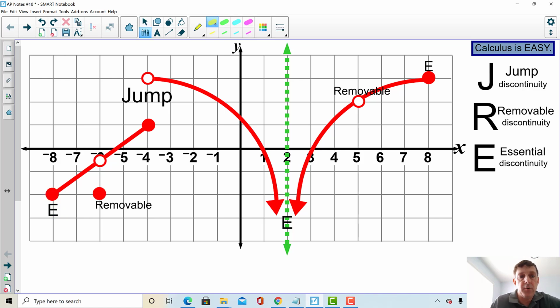Okay, when x is -4, we have a jump discontinuity. It jumps up. Notice that both of the one-sided limits exist. They're just not equal to each other. So that's a jump discontinuity.